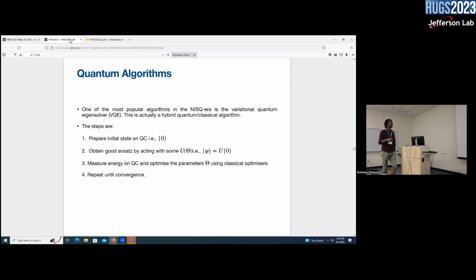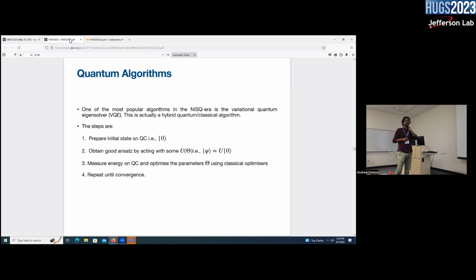Now, the thing to note is that the first step is on a quantum computer. The second is also on a quantum computer because I'm acting with unitary gates, which are quantum gates, on some state. The third is the hybrid part because we measure the energy on a quantum computer, but we optimize the parameters using classical optimizers like gradient-based or non-gradient-based optimizers, which are well known. And then we repeat it until convergence. So this is one of the most famous NISQ era quantum algorithms.